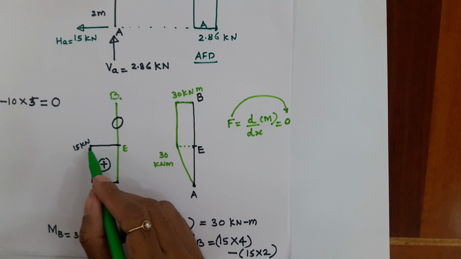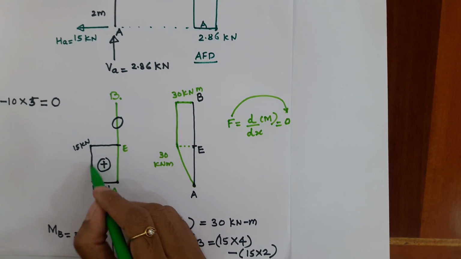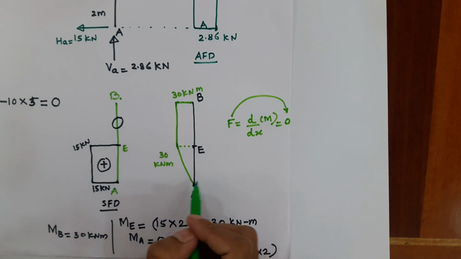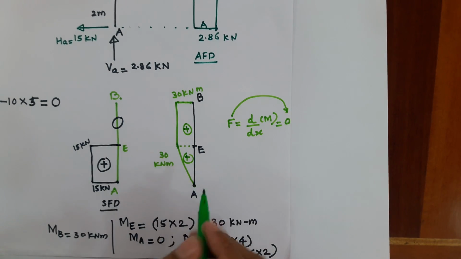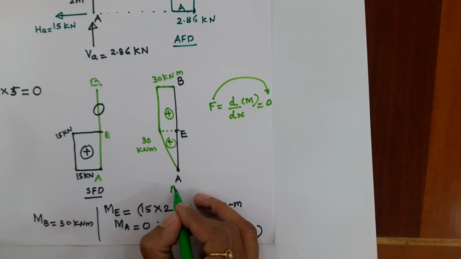Similarly, here the shear force is constant, 15 here, 15 here, therefore the bending moment is having a linear line. Now this is positive, this is positive. So this is the BMD.